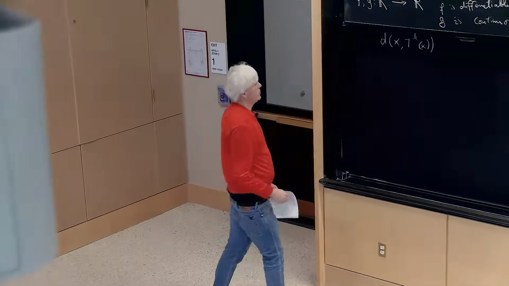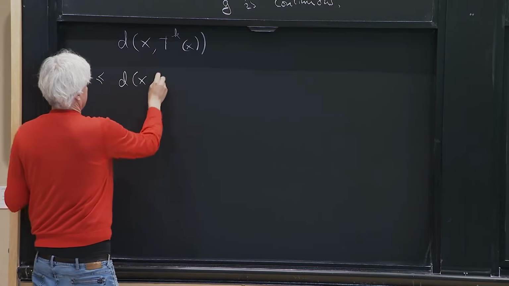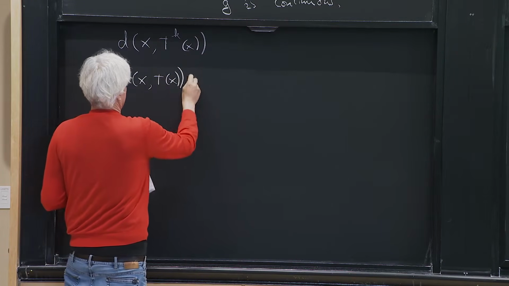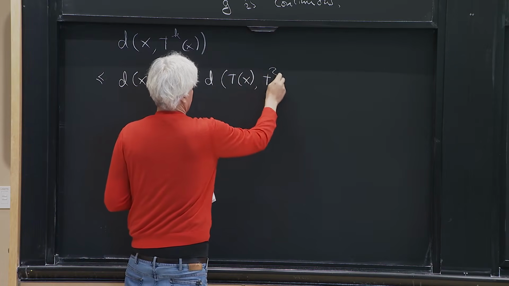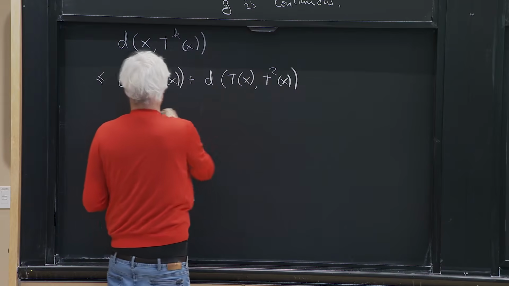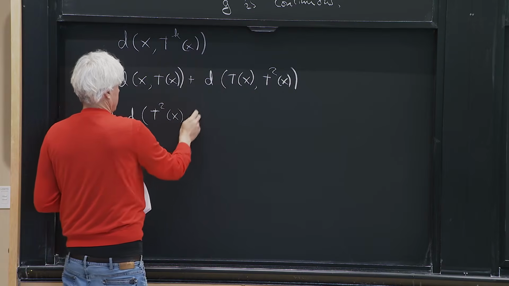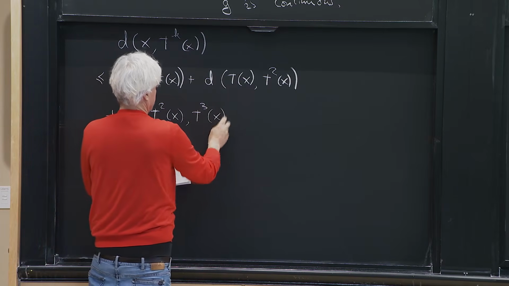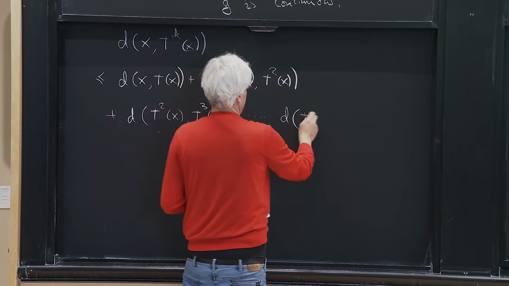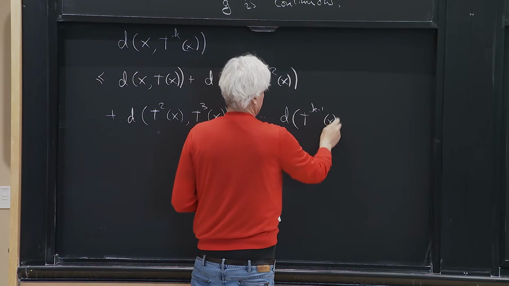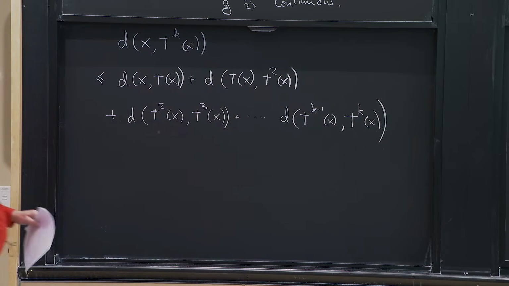This thing here, I can use the triangle inequality. So I can say that this is less than d(x, T(x)) plus d(T(x), T²(x)) plus d(T²(x), T³(x)), and then all the way up to d(T^(k-1)(x), T^k(x)). Right, so this is just the triangle inequality.